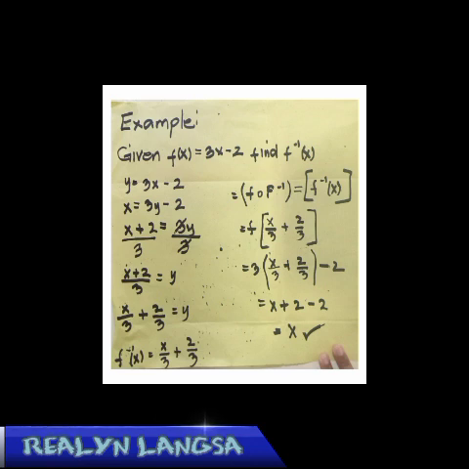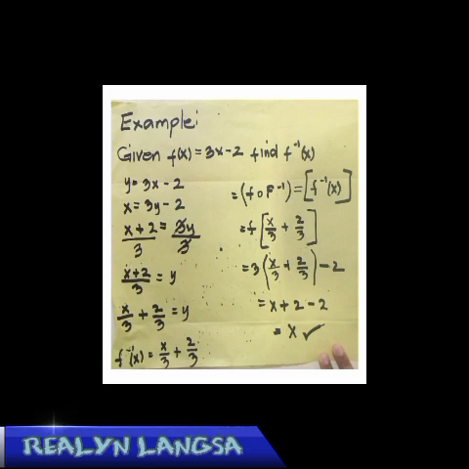Then now solve for y. So we will have x plus 2 equals 3y. Then we must divide it by 3 to cancel the 3 and y. Then we will have the result of y. So x plus 2 over 3 equals 3y over 3. Then we will have the result of x over 3 plus 2 over 3 equals y. Then finally, replace y with f raised to negative 1 of x. So we will have the answer: f raised to negative 1 of x equals x over 3 plus 2 over 3.